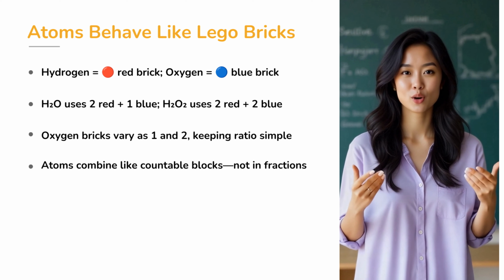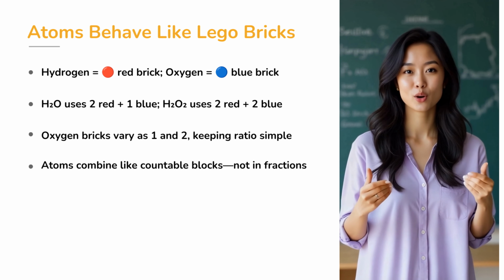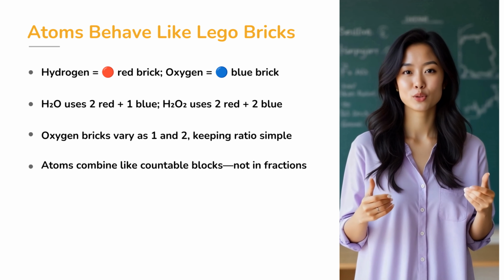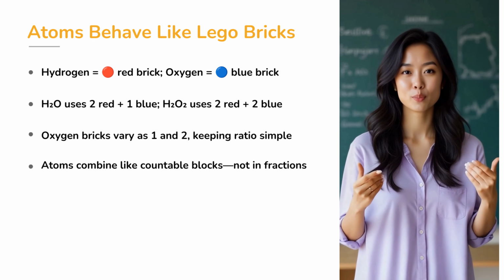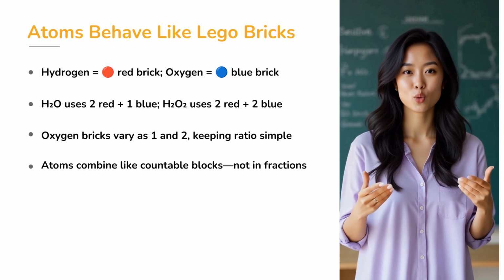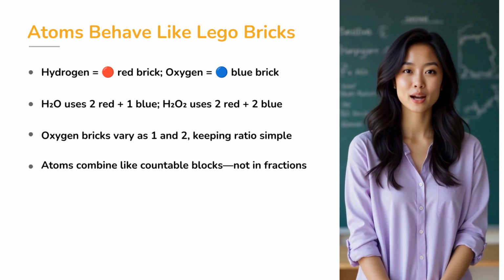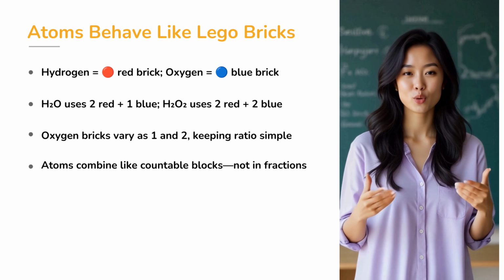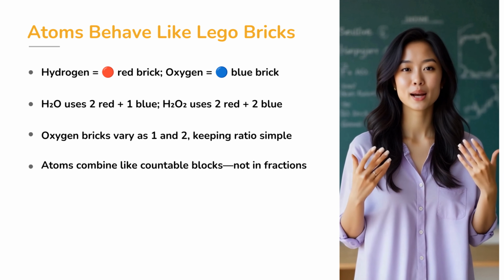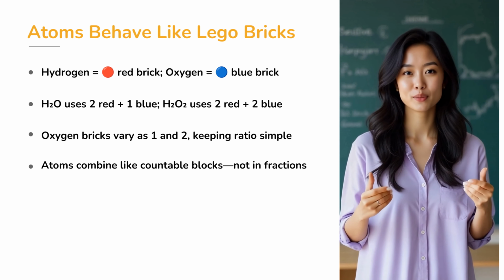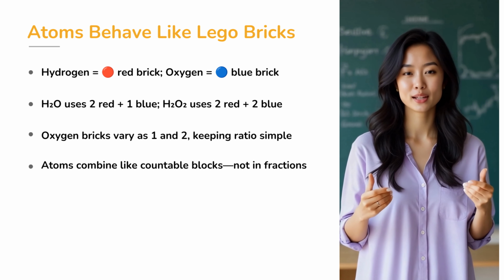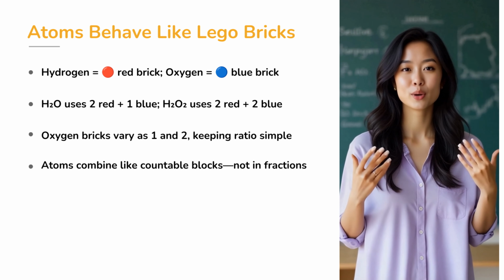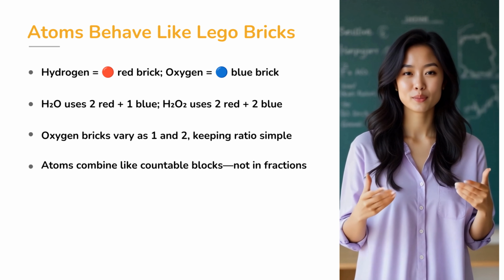Let's turn atoms into Lego bricks. Imagine hydrogen atoms as red bricks and oxygen atoms as blue bricks. To build water, you use 2 red plus 1 blue. To build hydrogen peroxide, H2O2, you use 2 red plus 2 blue. The red bricks stay the same, but the blue bricks follow a simple whole number pattern, 1 and 2. Just like Legos, atoms combine in countable, predictable ways. That's the law of multiple proportions made visible.